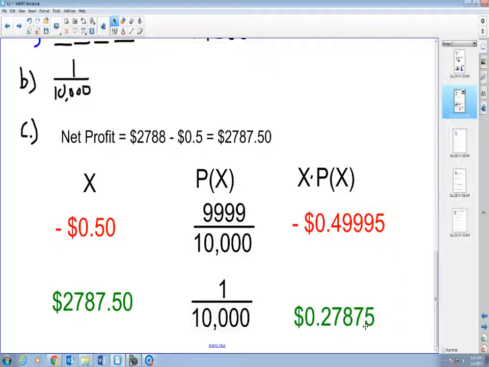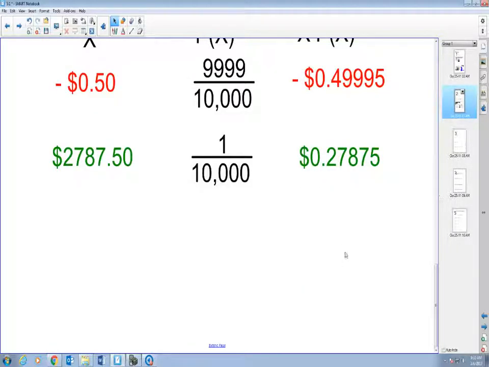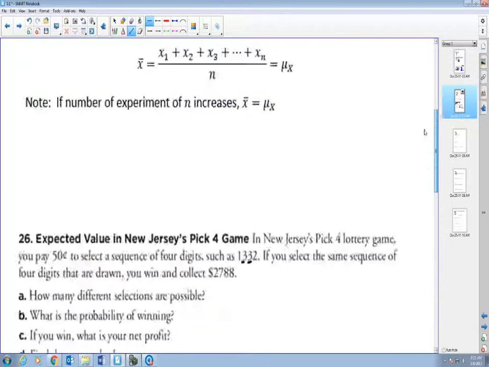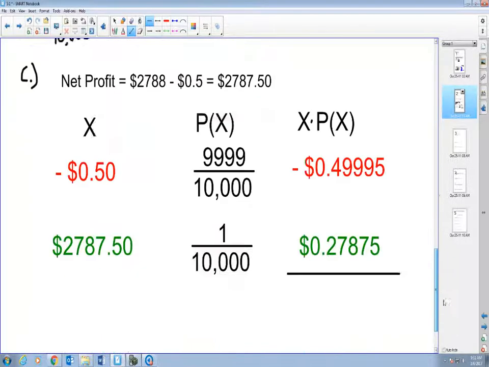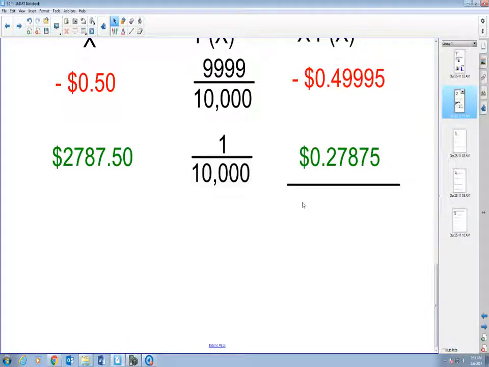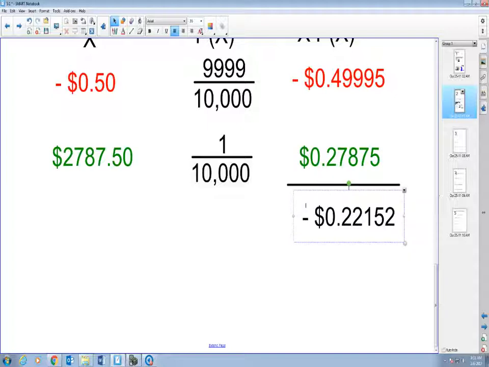Alright. So what's my expected value? My mean in the long run is where I multiply my random variable x times the probability, and at the very end I have to add them all up, because the summation sign in front of the formula tells me to do that. So if I take the negative 0.49995 plus 0.27875, my answer will be negative 0.2212.